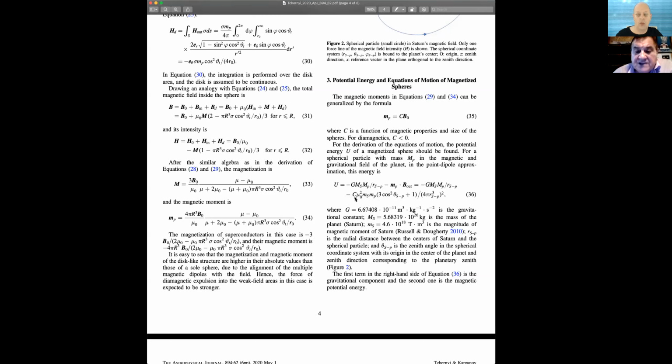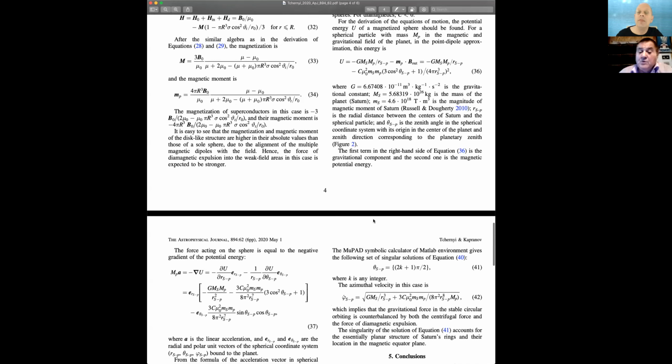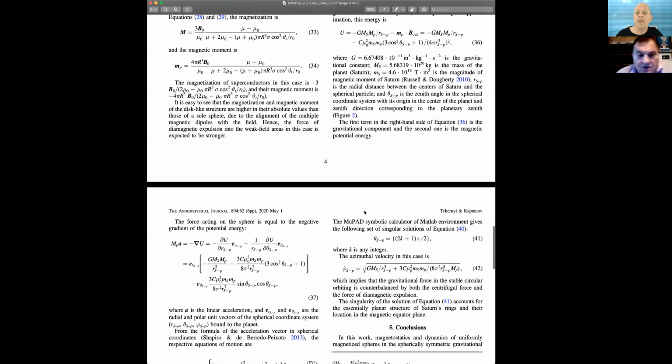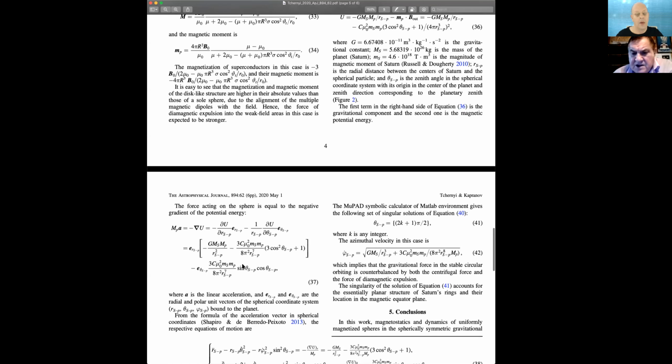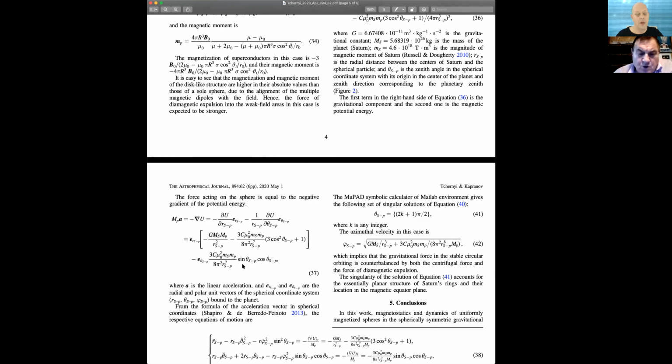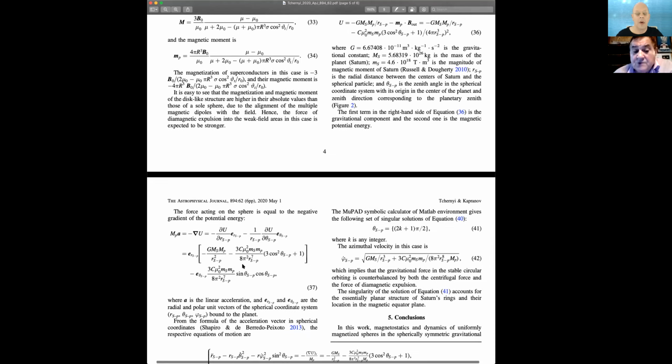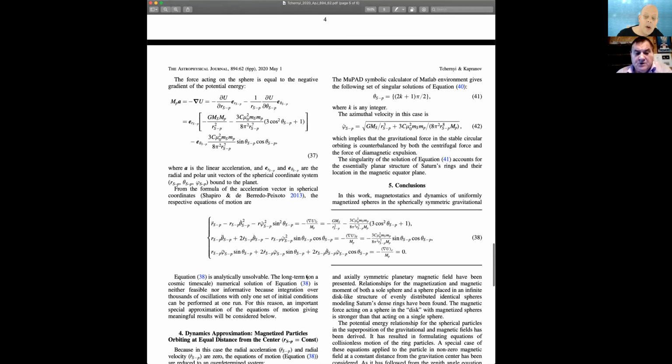The force acting on the sphere is equal to the negative gradient of the potential energy, 37. It means that we are still on the right track. We are working with diamagnetism. From the formula of the acceleration vector in spherical coordinates, which is a conventional one, we can use some textbooks. We found the respective equations of motion, which are analytically unsolvable, and this is the system of equations 38.